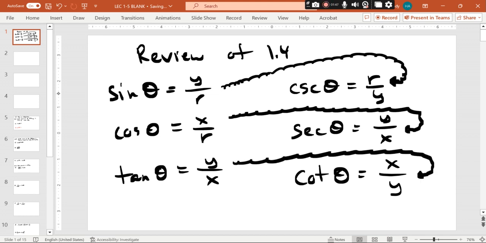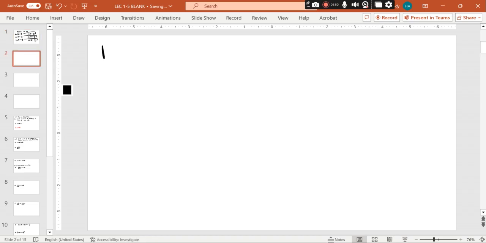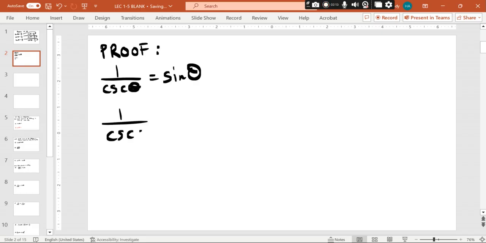So let's do this here. We're going to list those, but first I just want to prove one of them. I'm not going to prove all of them, just one. So I'm going to prove that 1 over cosecant theta is equal to sine theta. How do I start off with the proof? I say 1 over cosecant theta is equal to, by definition, r over y.